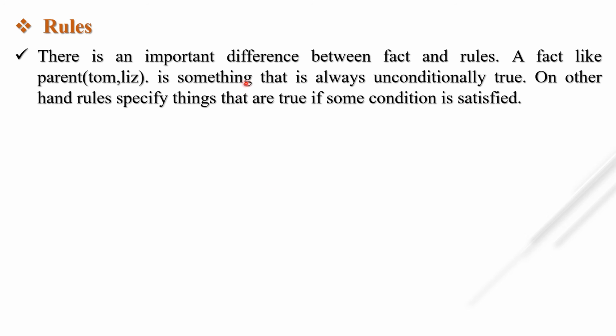So there is an important difference between facts and rules. A fact like parent(Tom, Liz) is always unconditionally true. There is no condition before this. So I can say that Amitabh Bachchan is a parent of Abhishek Bachchan. It is true, so it is a fact, unconditionally true. There is no condition to prove this. On the other hand, rules specify things that are true if some condition is satisfied. If the body is satisfied, then and only then the head will be satisfied. Otherwise not.